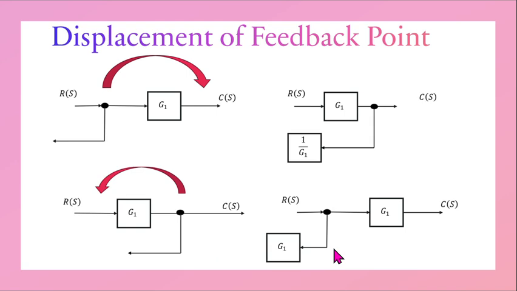Displacement of a feedback point is just the opposite of displacement of a summing point. If the feedback point is before a block and you move it after, divide the feedback path by G of S. And if the feedback point is after a block and you want to move it before, multiply the feedback path by the block.